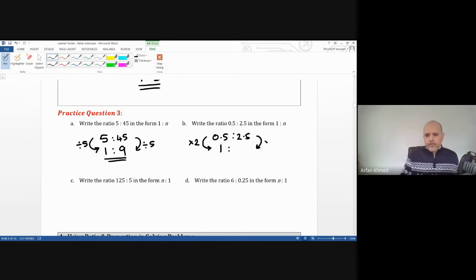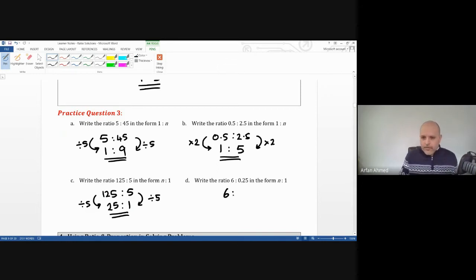So I'm going to have to double this side. What's 2.5 times by 2? That's going to be 5. Yep. This time we've got 125 to 5 in the form something to 1. Again, to get from 5 to 1, I'm going to have to divide by 5. So you're going to have to divide this side by 5 as well, which is 25. So your answer is 25 to 1 for that one.